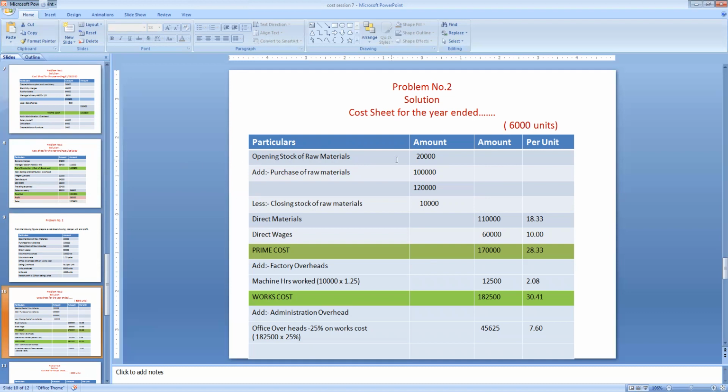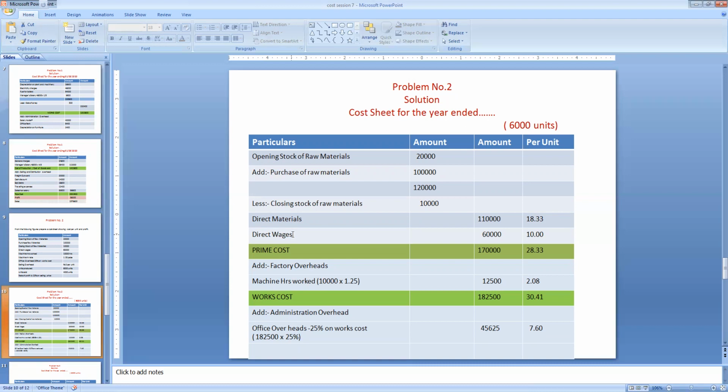The first one is opening stock of raw materials is 20,000. To this, we should add purchase of raw materials 1 lakh. Then the total becomes 1,20,000. From which the closing stock of raw materials is 10,000 deducted. Therefore, the direct materials is 1,10,000. If you want to calculate per unit, it means 1,10,000 divided by 6,000. So for 1 unit, it is 18 rupees 33 paisa.